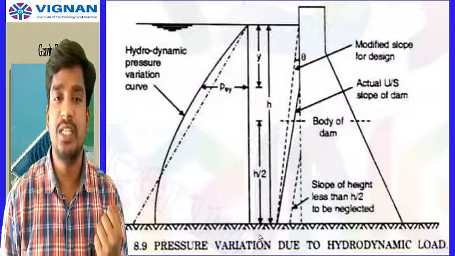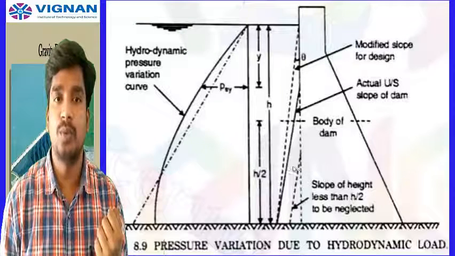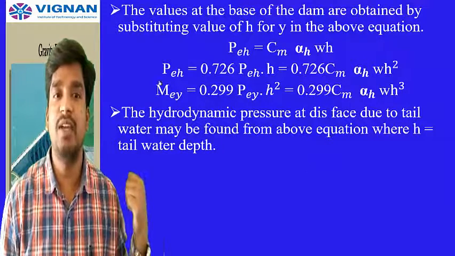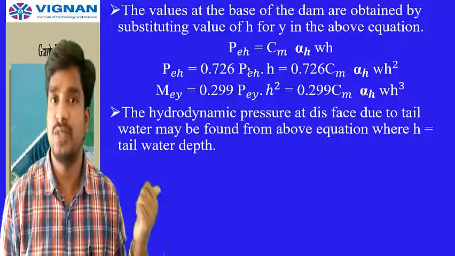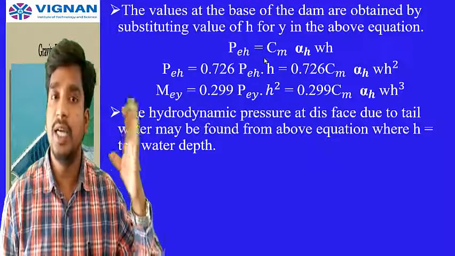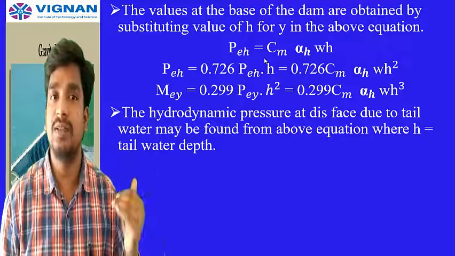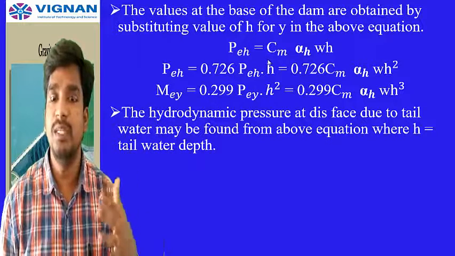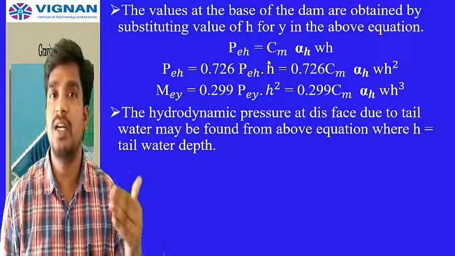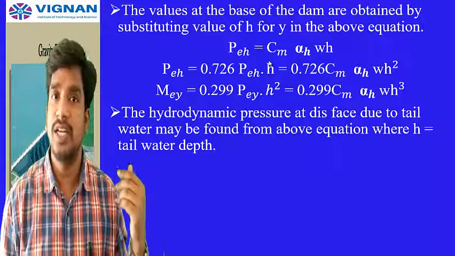Now this is the pressure variation due to hydrodynamic load. Please remember this picture also. Here the final values are given at the base of the dam. The values at the base of the dam are obtained by substituting the value of h. Whatever h value we substitute until the height, we can replace it with y, meaning for any height: it may be at the center, at the quarter, or at 1/3 or 2/3 of the height of the dam.